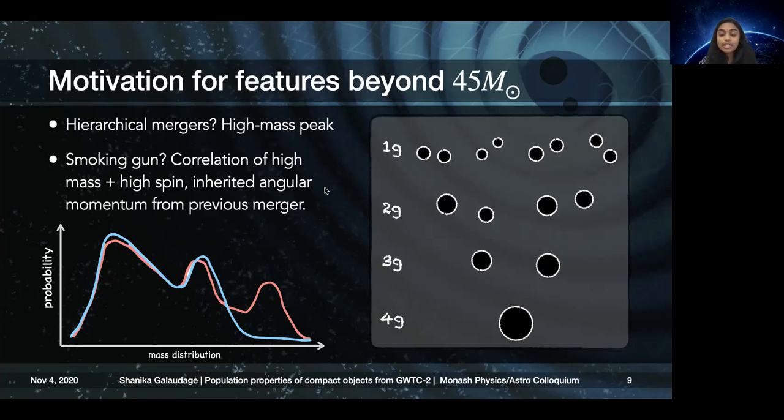hierarchical mergers would be to see a correlation between mass and spin, specifically because when you have black hole mergers, as they merge, they inherit the angular momentum from their parent system. So as you continue to merge and merge again, you'd be obtaining more and more angular momentum. So you'd expect these systems to be spinning faster as you become more and more massive. So this is something we look for as well.